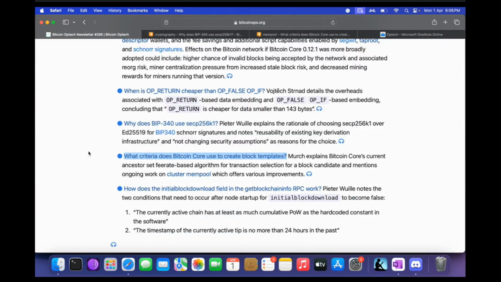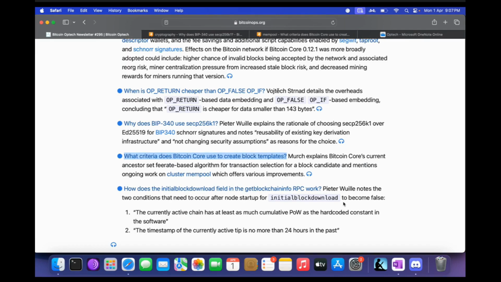How does the initialblockdownload field in the getblockchaininfo RPC work? So this is basically the getblockchaininfo RPC. I think some of us or most of us must have used this during LBTCL. It gives out information pertaining to your blockchain, and it also tells you whether the node is in the initial block download stage or not. So whenever you start up a node from scratch and you bootstrap it, this initialblockdownload field is true because your node obviously is downloading the blocks.